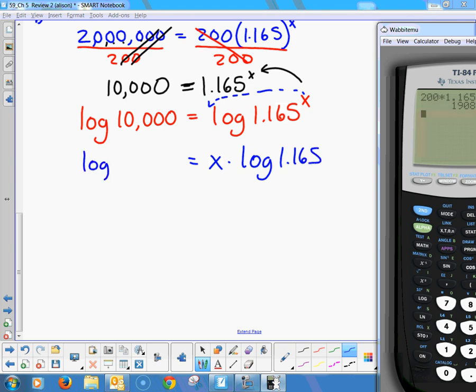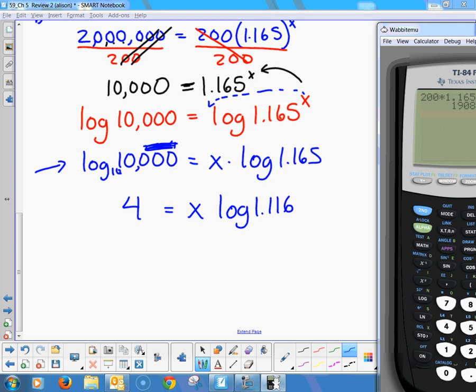Now, if you're a really clever cookie, you don't need to do this part on a calculator because this is log base 10. 10 to what is 10,000? 10 to the 2 is 100, 10 to the third, 10 to the fourth is 10,000. So this whole side is just 4 equals x times log of 1.165. Doesn't always work out that way. Sometimes these numbers you just have to punch into a calculator, but in any event, we can now divide by this thing. Divide by log of 1.165.